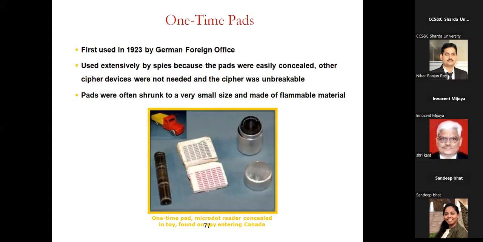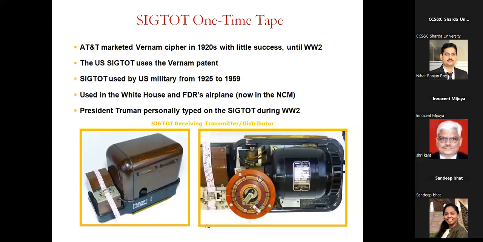First used in 1923 by the German Foreign Office, it was used extensively by spies because pads were easily concealed and other cipher devices were not needed. Pads were often shrunk to a very small size and made of flammable material. If a soldier is caught, he will simply burn it and finish it. There are certain machines made on this behalf.